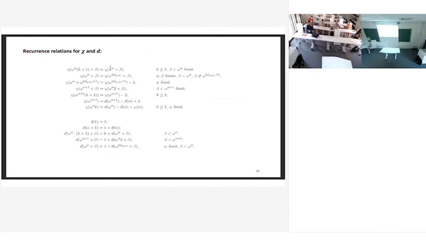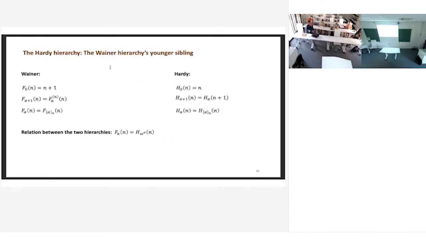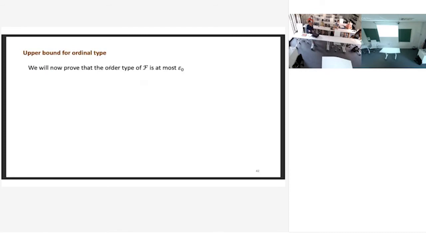I'm going to skip the proof. This is the upper bound. As Sasha said, you also have to prove that the order type is not more than epsilon 0. If we want to stop at 3, I think we should skip it. Leave it as an exercise.